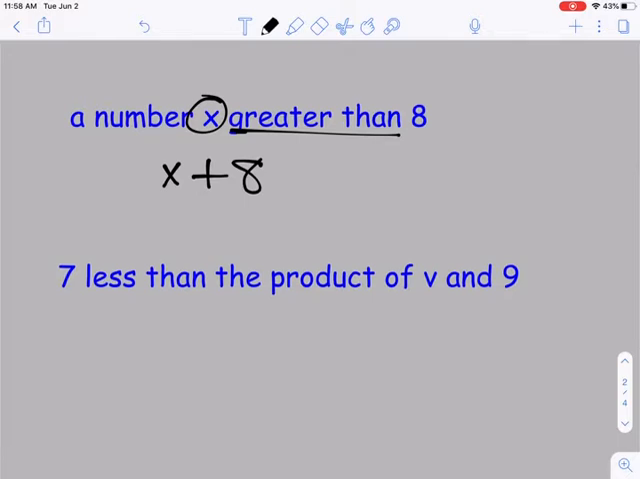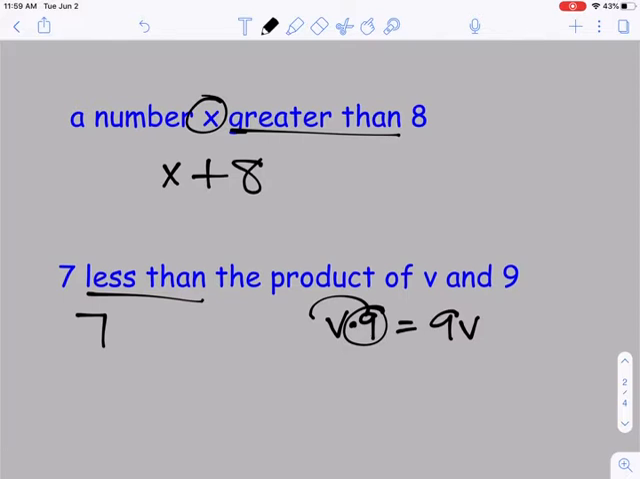All right. 7 less than the product of v and 9. Now, the product of v and 9, some of you might write v times 9, but remember, when we have terms, we always put the number first, all right? So that's going to be 9v, and then we know we have 7, and then less than should imply subtraction. But what I want to talk to you about, and this is kind of important, is think about order.